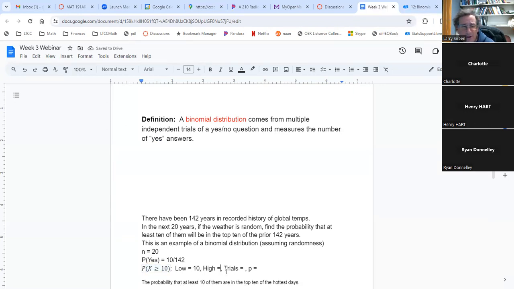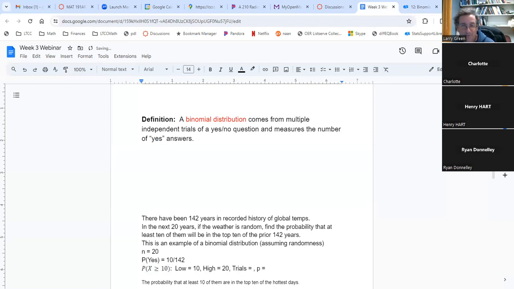What's the highest number greater than or equal to 10 that can happen? 20, because we're looking at 20 years. If we're only looking at 20 years, you can't have infinity of them being in the top 10. You can only have 20 of them being in the top 10. Does that make sense? Why it's not infinity in this case? Because we're only looking at 20 years, and the highest number of those 20 years that can be in the top 10 is all 20 of them.